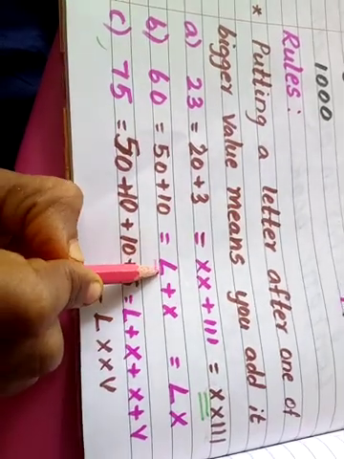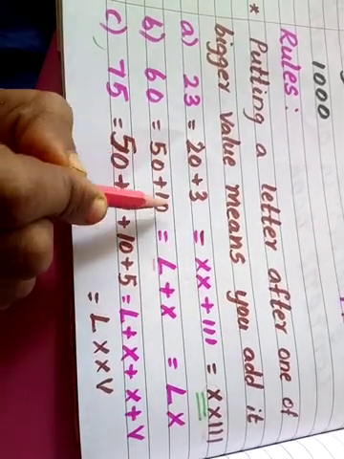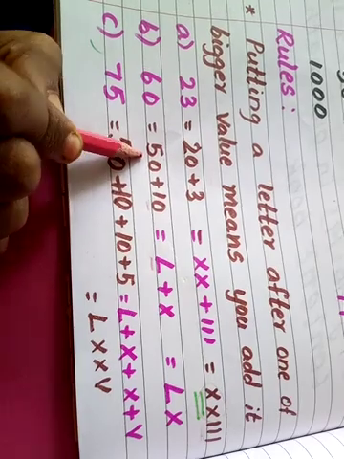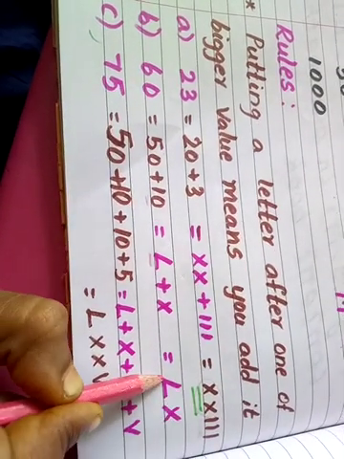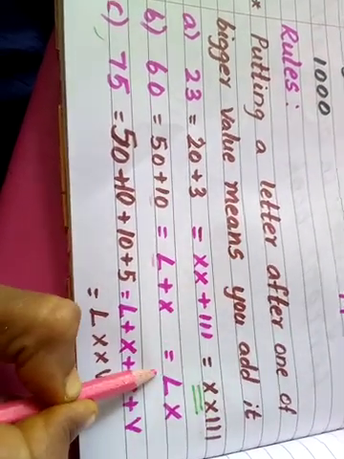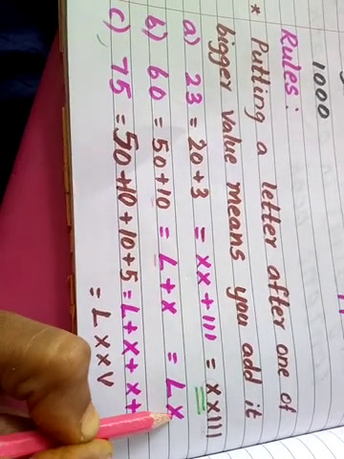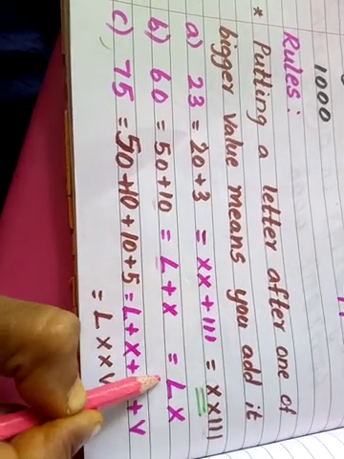So L is the bigger value and 10 is the smaller value. So I need to add 10 to 50. So I am writing X just after L, LX. So here this X I am adding to 50. That is the meaning of it.